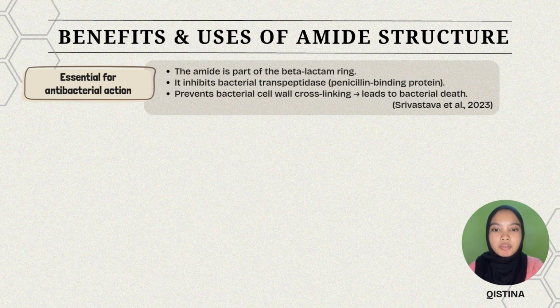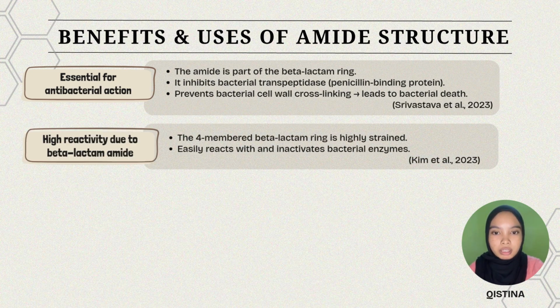Benefits and uses of the amide structure. First, essential for antibacterial action. The amide is part of the beta-lactam ring. It inhibits bacterial transpeptidase, which is the penicillin-binding protein. Prevents bacterial cell wall cross-linking that can lead to bacterial death.